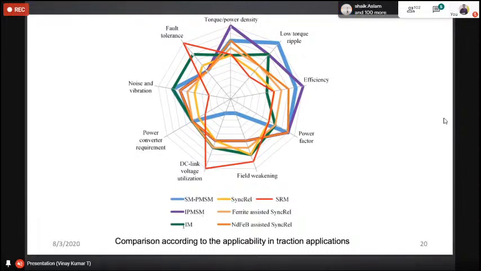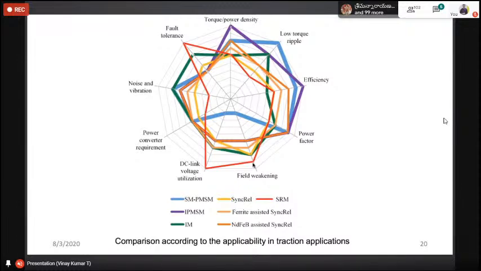Come to the induction machine. The induction machine's main advantages: noise and vibrations are very less, right? This is the peak point of the green compared to the other drives. The induction machine peak point is reached in this characteristic, noise and vibrations. Next, the synchronous reluctance machine's main advantage here is the field weakening zone. Even the SRM's main feature is the field weakening zone. So by using this diagram, you can understand.